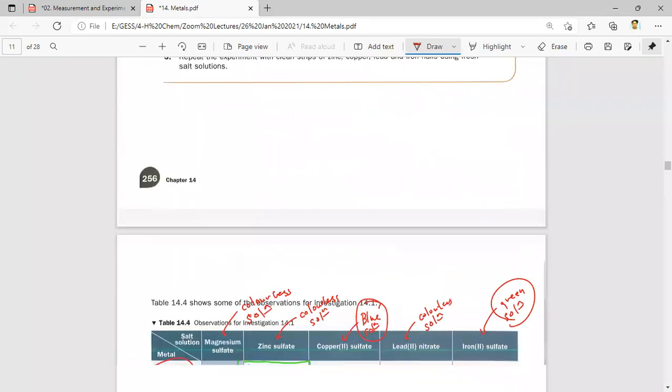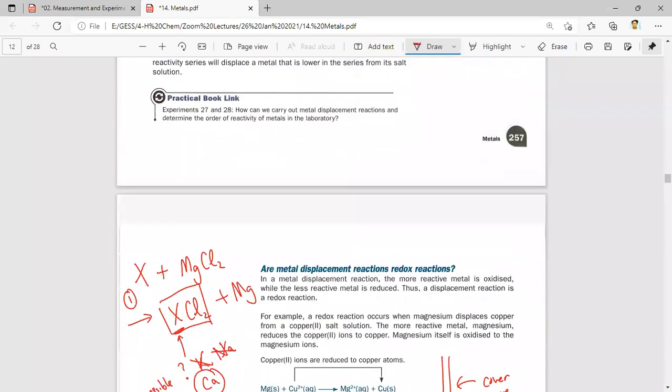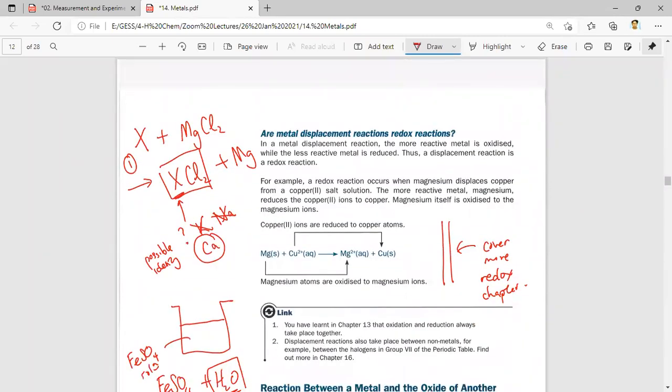So observations can be tricky. Before you start to write down the observations, identify what reactions are happening within it, especially for the chapter of metals. It could be a displacement only, or it could be a displacement together with the reaction with water. So this is the tricky part, which you need a bit more practice to get a hang of.